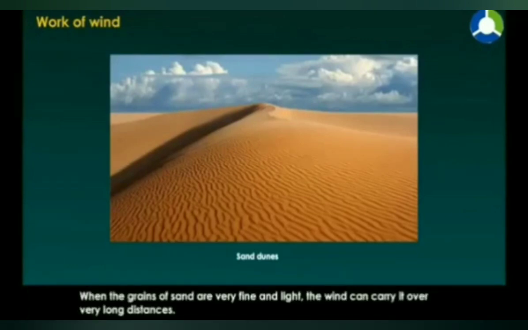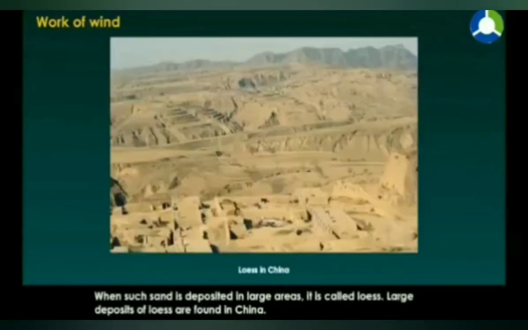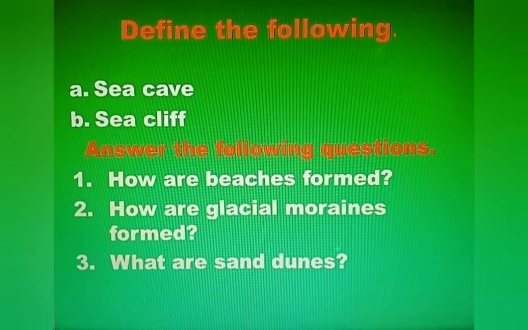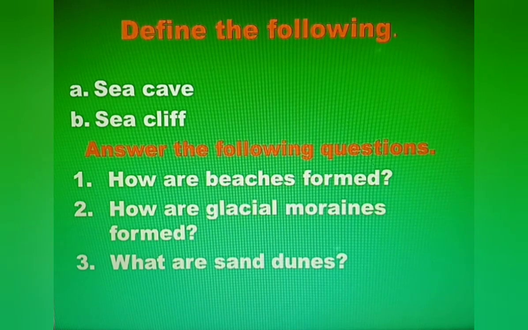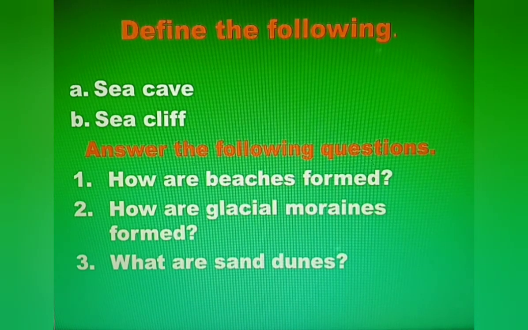When the grains of sand are very fine and light, the wind can carry it over very long distances. When such sand is deposited in large areas, it is called loess. Large deposits of loess are found in China. Now we came to the end of this lesson, our changing earth. I hope all of you get an idea about exogenic forces and endogenic forces.